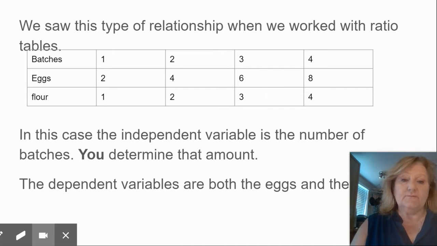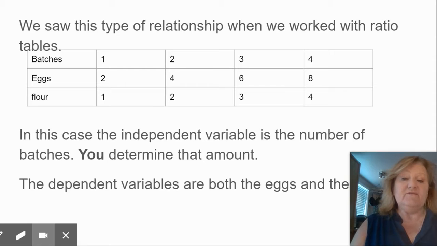This is a chart. We talked about this when we did ratios. If you look at batches, you have 1, 2, 3, and 4. For one batch, the eggs are 2. For 2 batches, the eggs are 4. For 3 batches, the eggs are 6. For 4 batches, the eggs are 8. And flour, for one batch, you have 1 cup of flour. 2 batches, 2 cups of flour. 3 batches, 3 cups of flour. 4 batches, 4 cups of flour, etc.